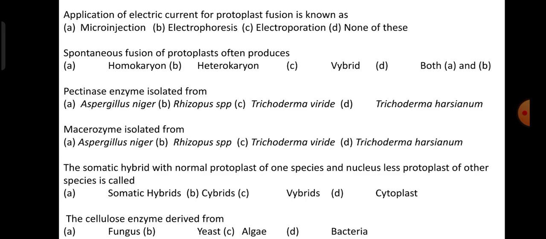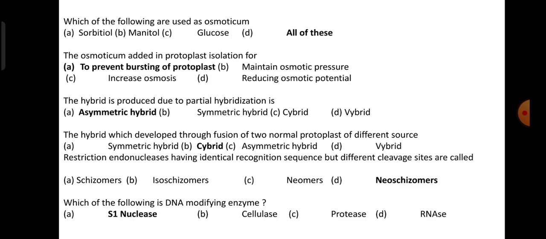Somatic hybrid with normal protoplast of one species and nucleus less protoplast of other species. This is a definition of hybrid. Okay, option B is the answer here. Next is the cellulase enzyme derived from. Cellulase is always derived from fungus. Option A is the answer there. Which of the following are used as osmoticum? Options are sorbitol, mannitol, glucose, all of this. Answer here is all of these.